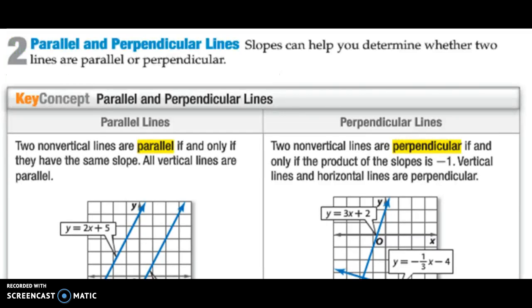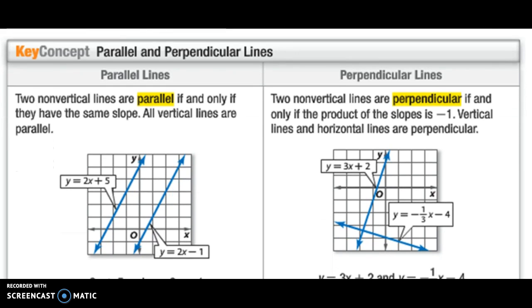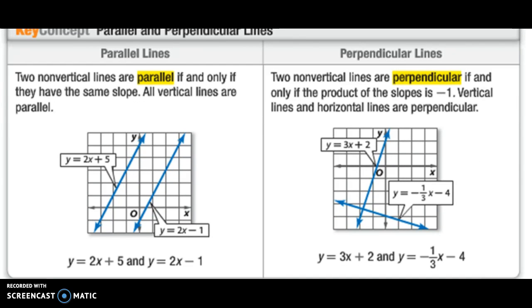Now, we have different types of lines. We have parallel and perpendicular lines. Parallel lines are kind of like railroad tracks. They go on forever, but they never touch each other. Just like on a railroad, if you have 2 lines that cross, it'll be a mess. Perpendicular lines are 2 lines that intersect and they form a 90-degree angle.